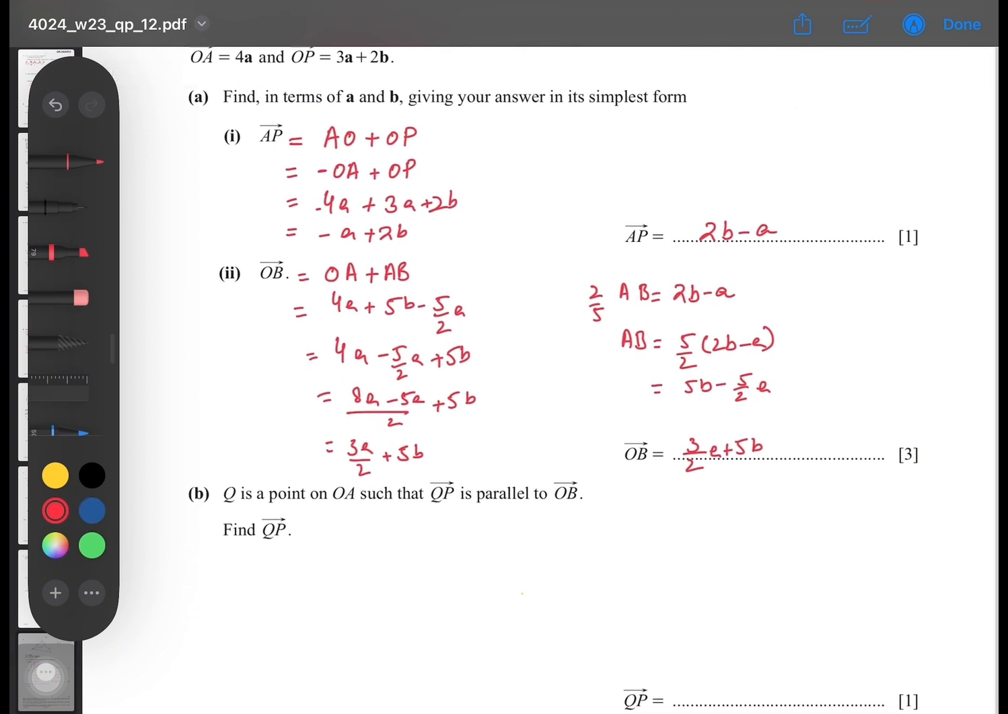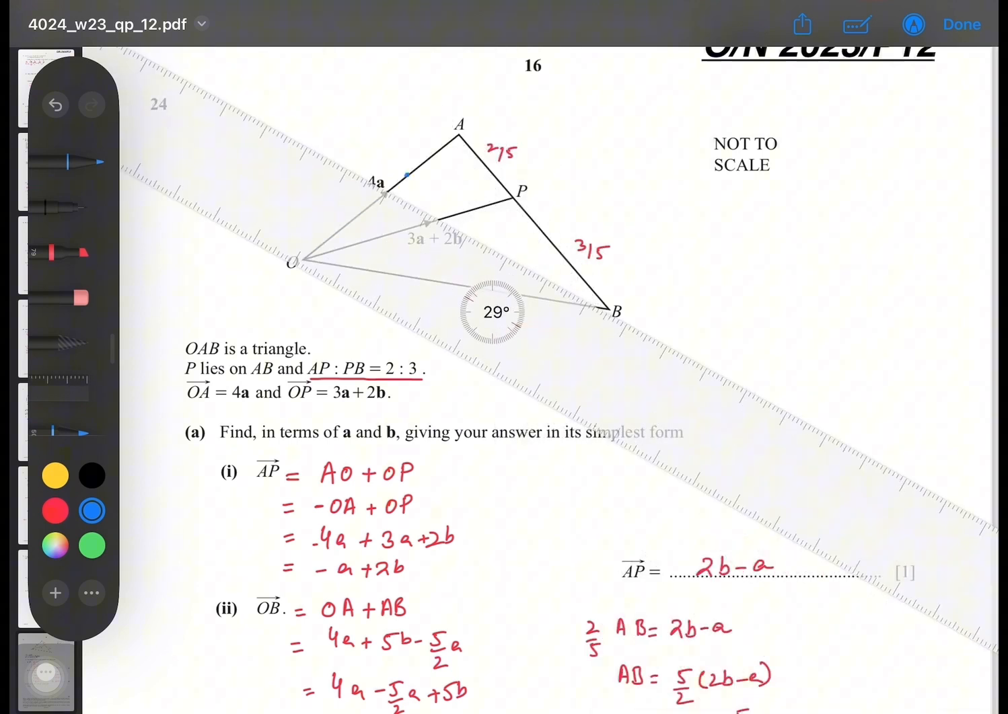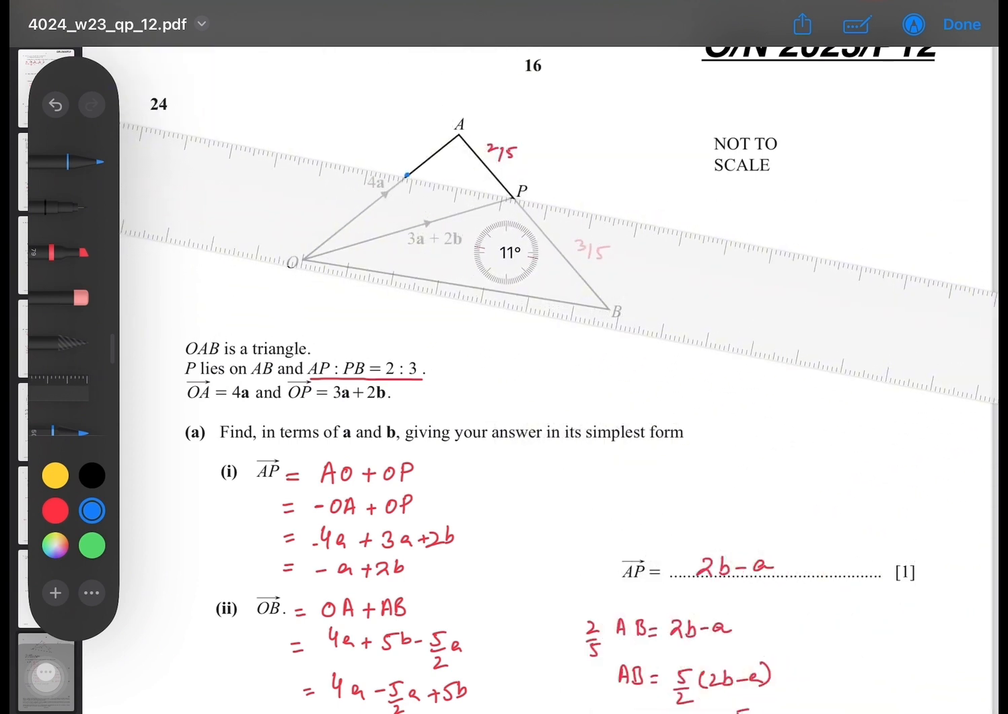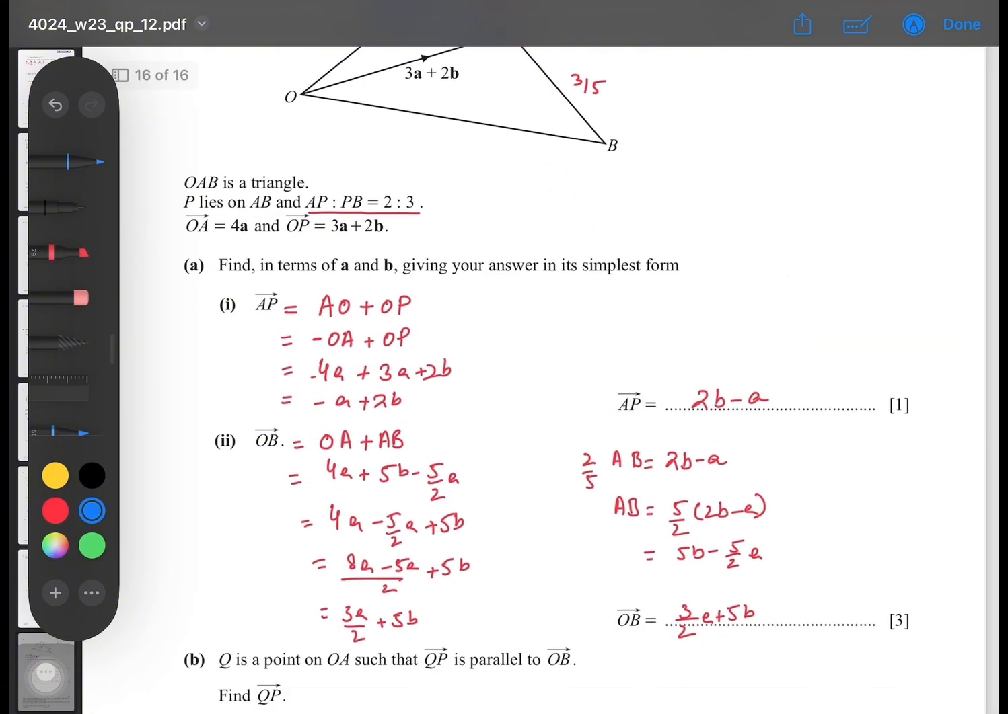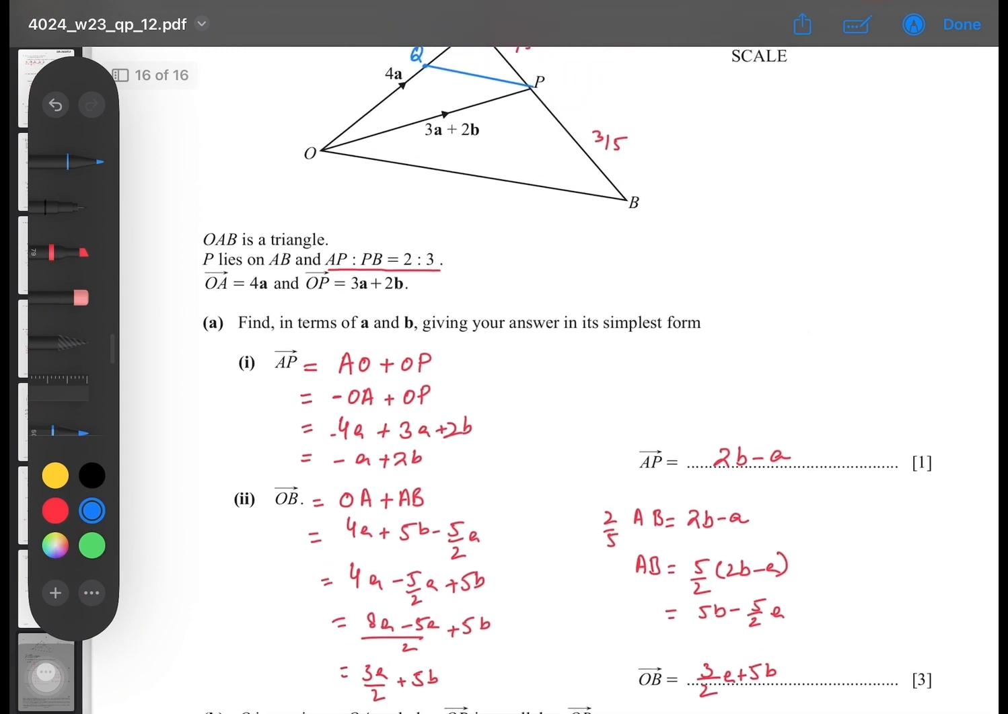Part B. Q is a point on OA such that QP is parallel to OB. Find QP. So Q is the point on OA like that. So we'll join that line with P. So it is QP. We have to find out QP, and QP is parallel to OB.